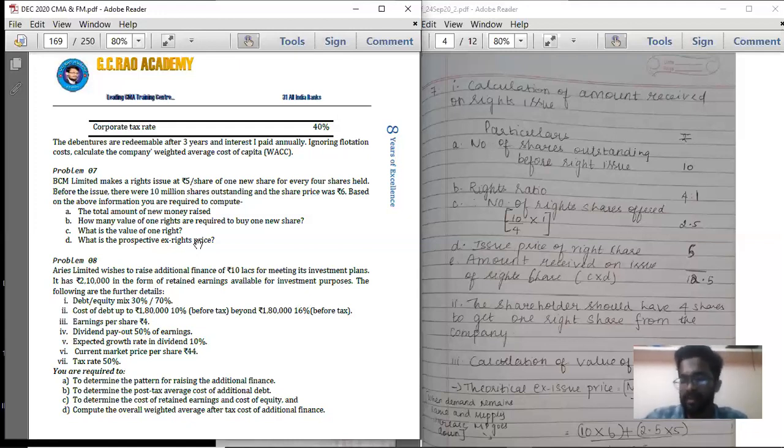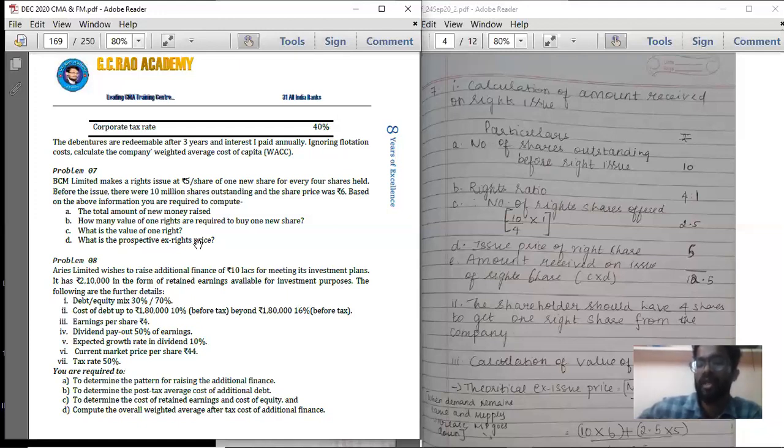2.5 into 5. You are getting 12.5. Below that, small e, issue price of right share. Record small e, amount received on issue of right share, within bracket C into D, in respect of amount column record. What is C?